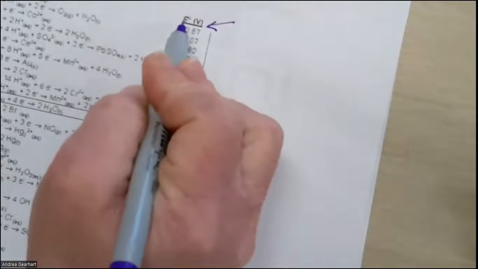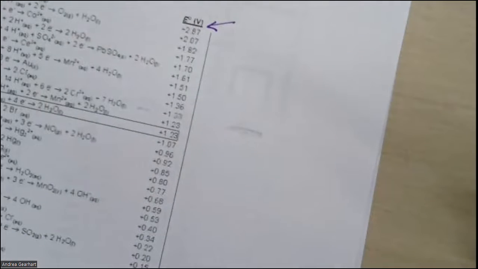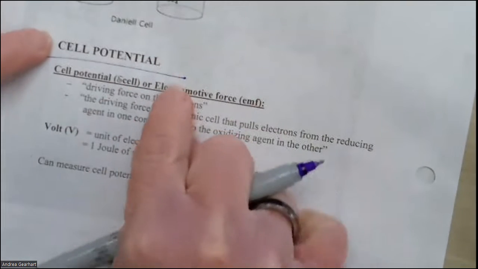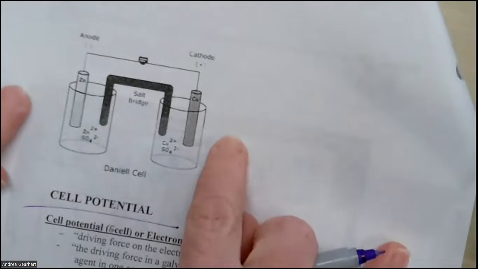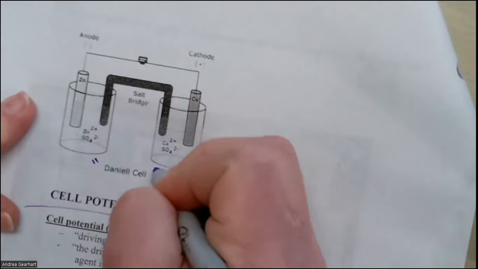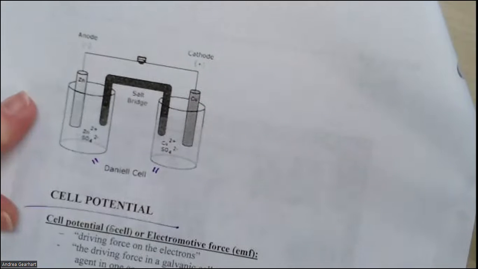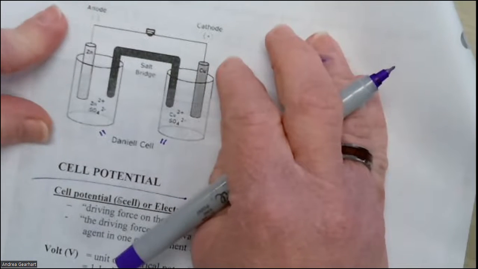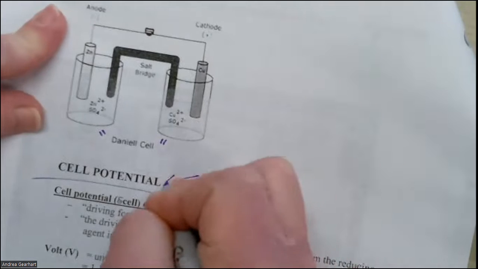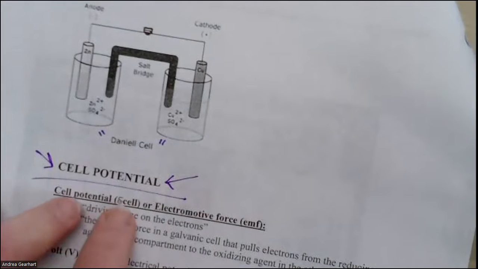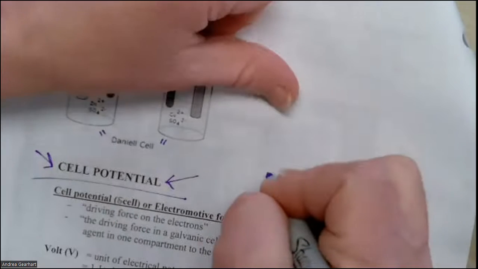Okay, what is this E naught thing? All right, if we turn over to cell potential, when we have a voltaic cell, so this is a simplified drawing. They're calling it Daniel cell. Remember, that can be another term for it. Well, we need to have some way to report how much electrical work this can do. That is the cell potential.